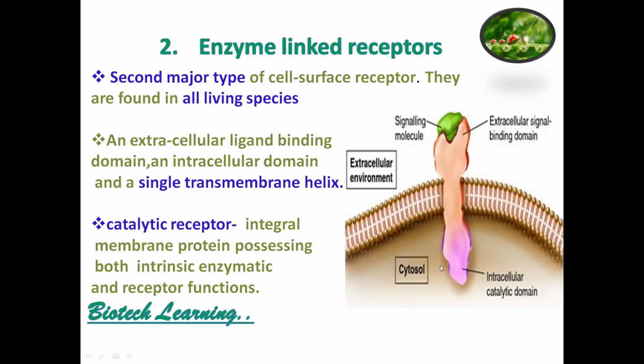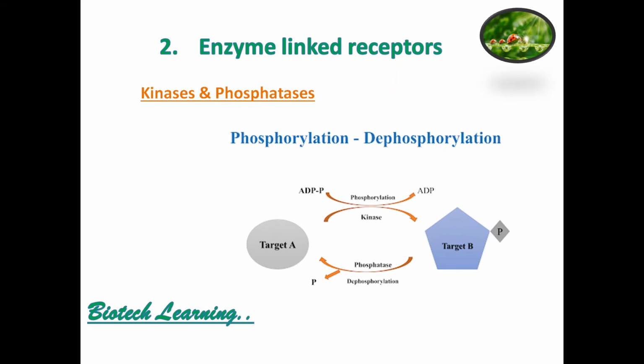I think we should know what kinases and phosphatases are. Kinases are enzymes that add a phosphate group to the target protein. Just look at this target B. To the substrate, this kinase enzyme adds a phosphate group. They take phosphate from high energy molecules like ATP. Here ADP and P is ATP. So this phosphate comes and attaches here, and then ADP is released. So kinase does phosphorylation, adding of phosphate to the target protein. That's the action of kinases.